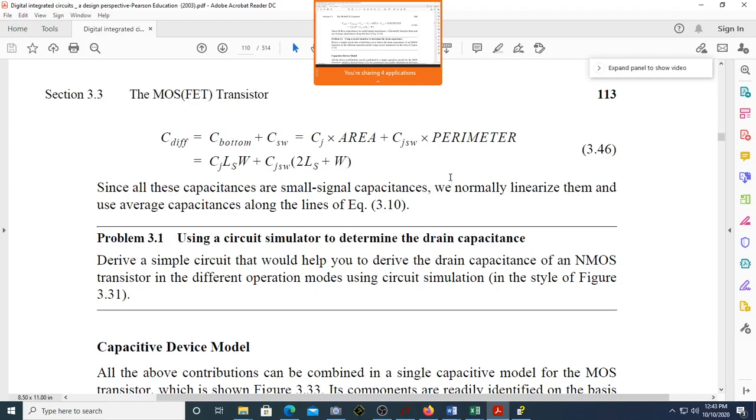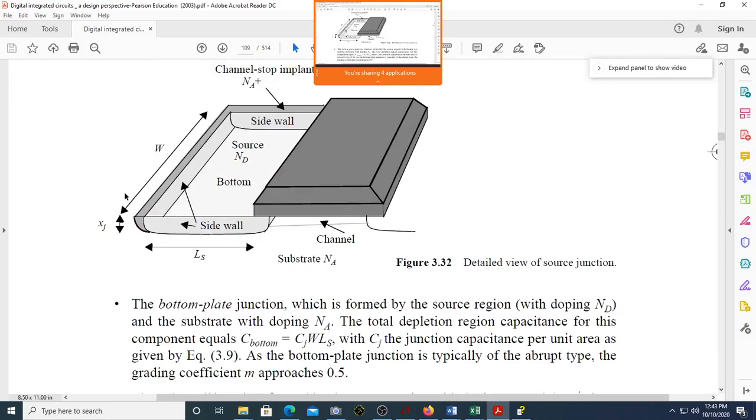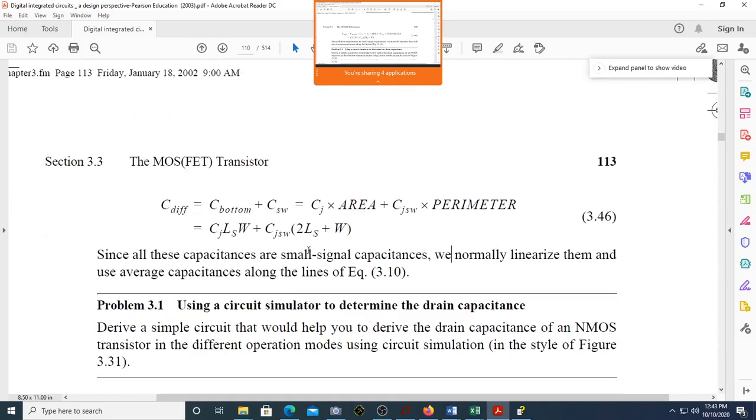What is the unit of CJ? Farad per meter square. Why is it LS into W? What is LS now? LS is this. W is this. Why is it 2 LS? Because it is this side wall and that side wall. Why is it plus W? It is this plus W. In all the three cases, the depth is XJ, XJ, XJ, that is already taken care of in this CJSW. Am I correct? Yes, sir.